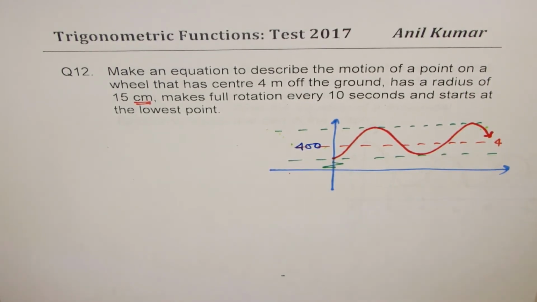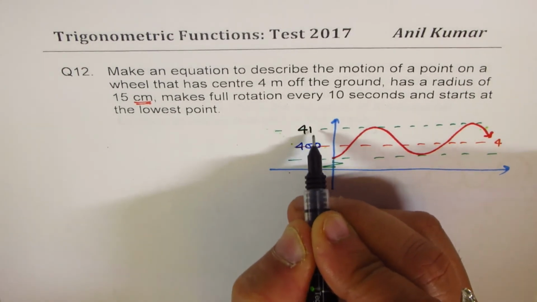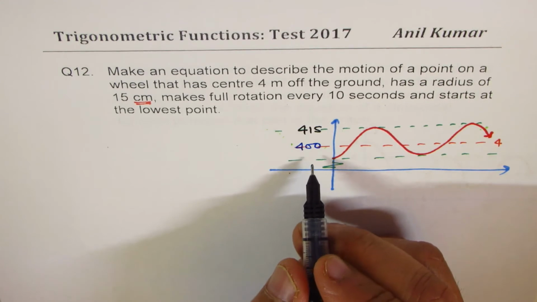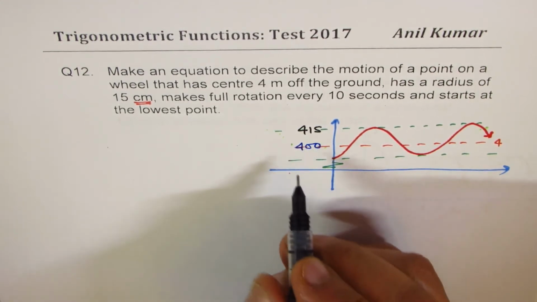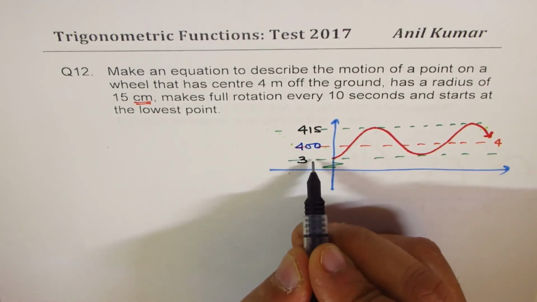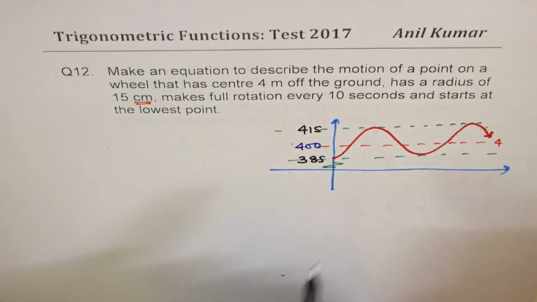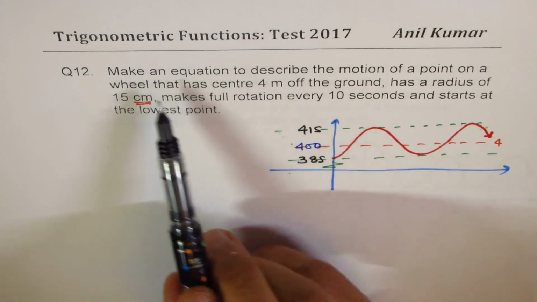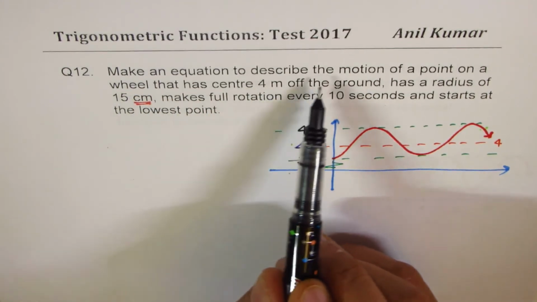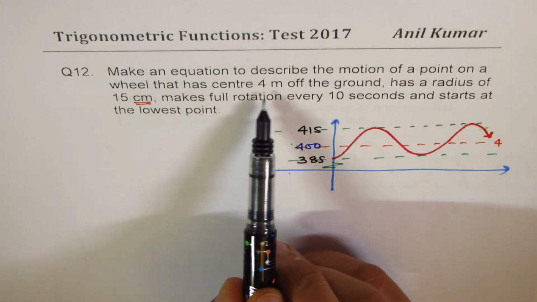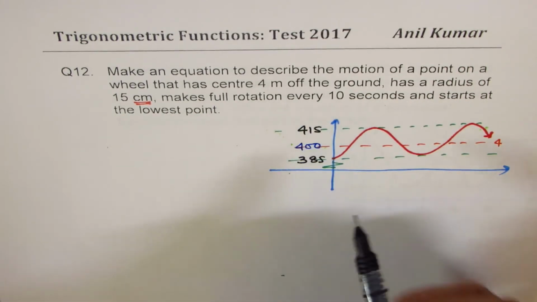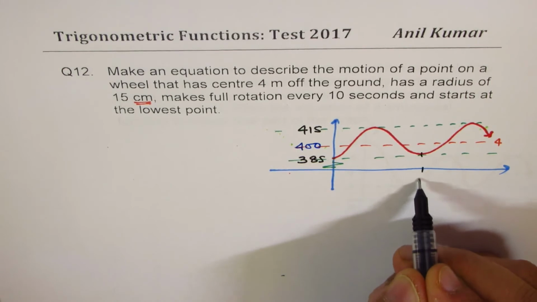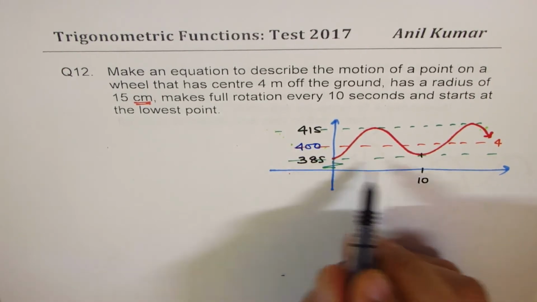Okay. So that is how it is. So the maximum value will be 415, all in centimeters, and the lowest will be 15 less than 400, so 385, right? 385. Now it says make an equation of this, describe the motion of the wheel. 4 at the center, has a radius of 15, full rotation every 10 seconds. So this is one full rotation in 10 seconds, right?